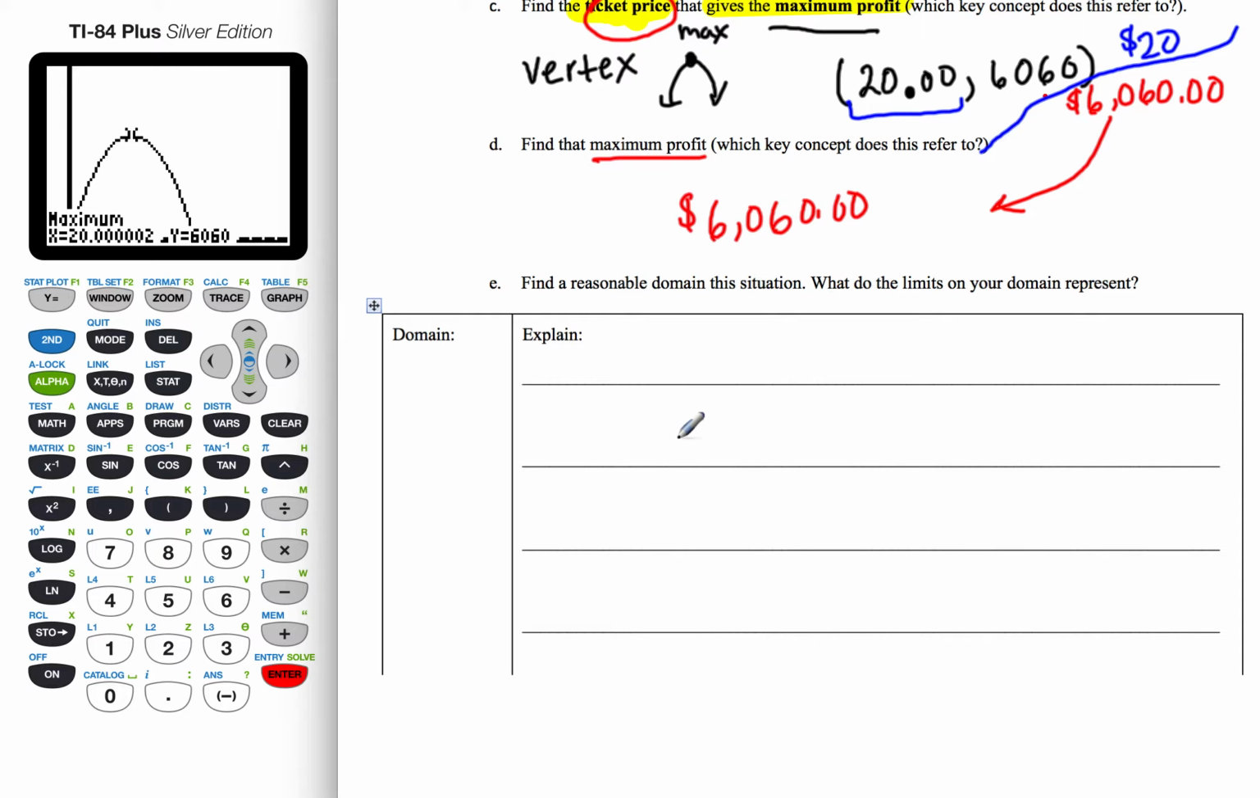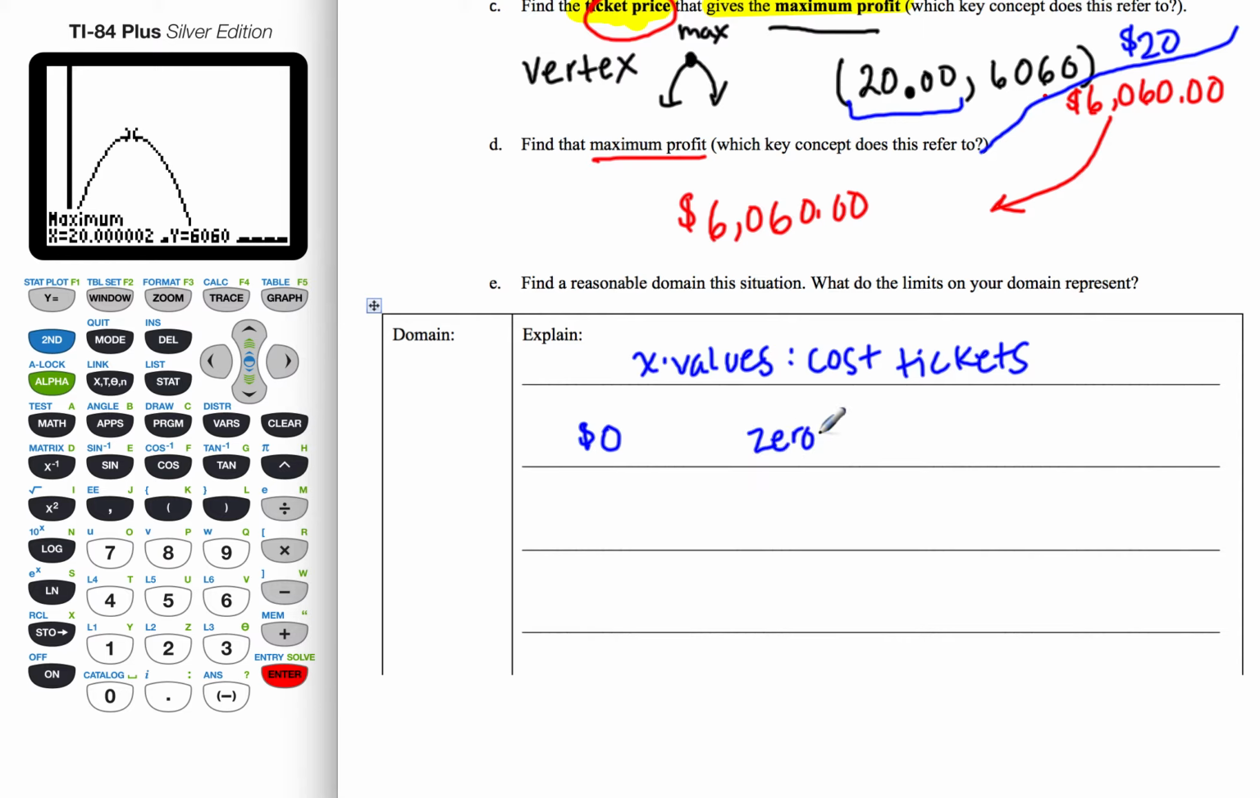So we'll just find a reasonable domain for this situation. What do the limits on our domain represent? Well, remember our domain is our X values. So our X values are the cost of the tickets, so how much we're charging for each of them. Well, if we look at our smallest X value, it was $0. And now to find the largest X value, we're going to want to find our 0.